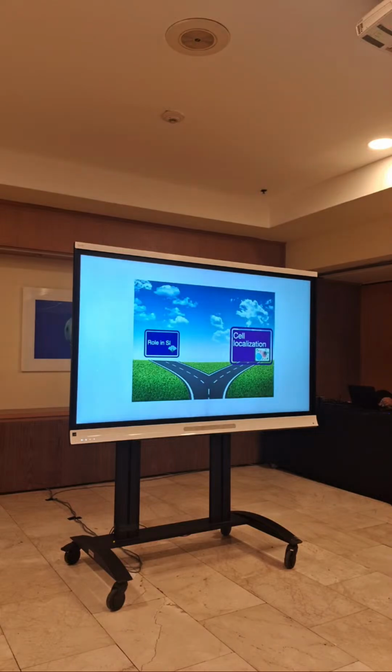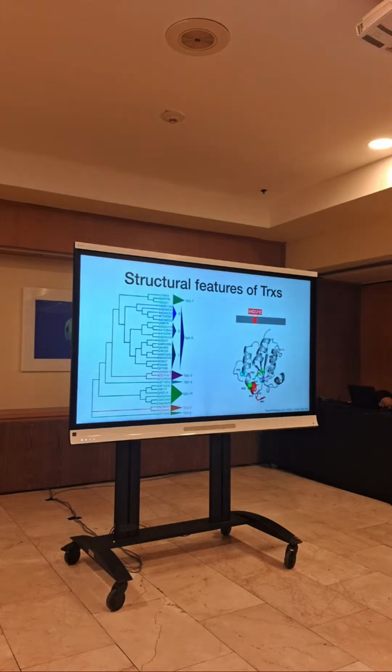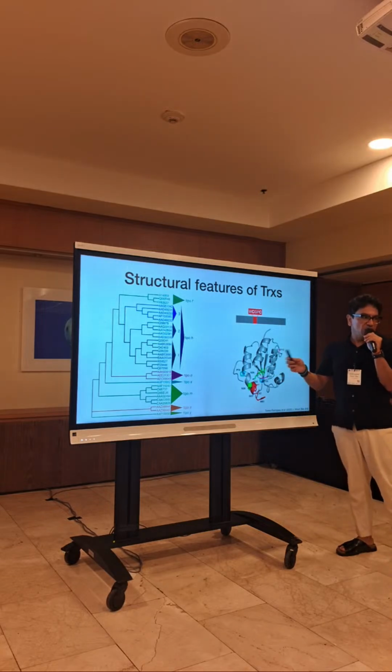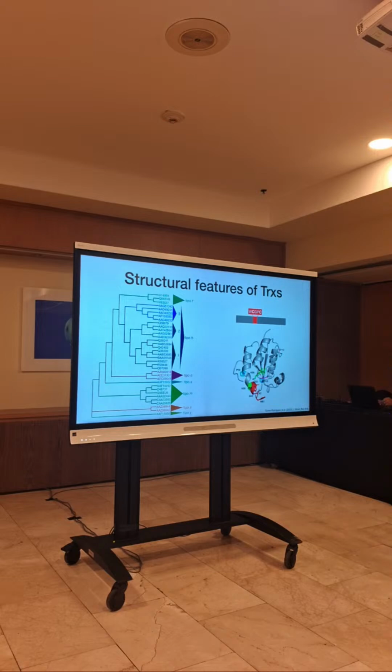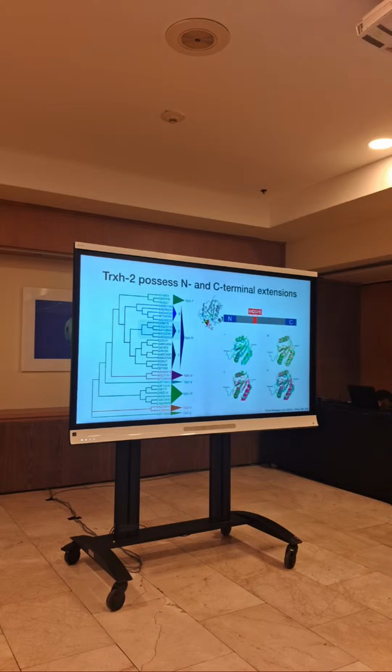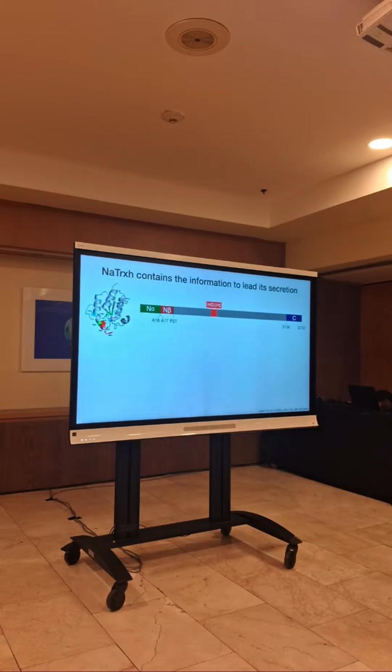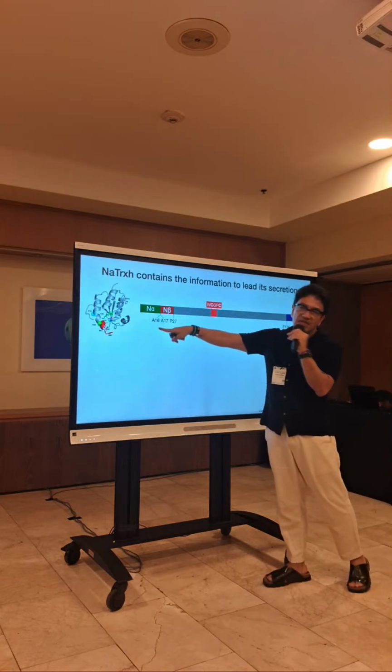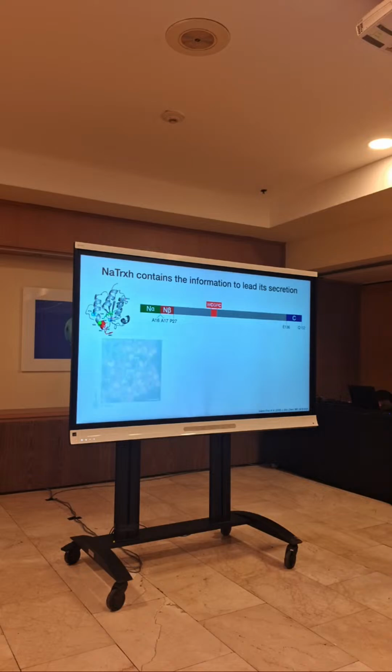But talking about cell localization, which is what this talk is about, and analyzing the structure, Felipe's lab got the structure of the protein, which is a typical thioredoxin structure, but this group 2 is also characterized by having extensions towards the N and or C-terminal. The N-terminal of NHRXH has a prediction of a cleavage site between the 16th and 17th residue, which could give us a hint about its localization.